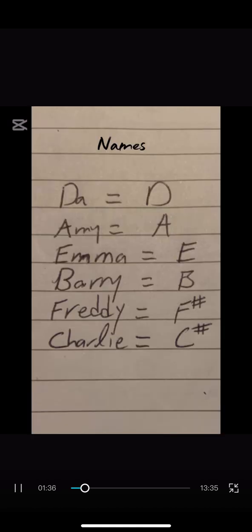We then pair this with remembering the following names to find out how many sharps are in that scale. So it's D for Da, which is 2 letters, A for Amy, 3 letters, E for Emma, 4 letters, B for Barry, 5 letters, F sharp for Freddie, 6 letters, and C sharp for Charlie. Charlie is 7 letters.